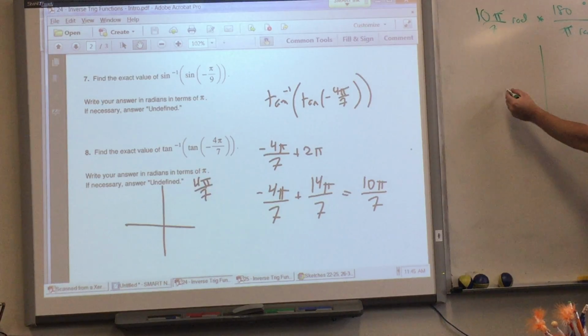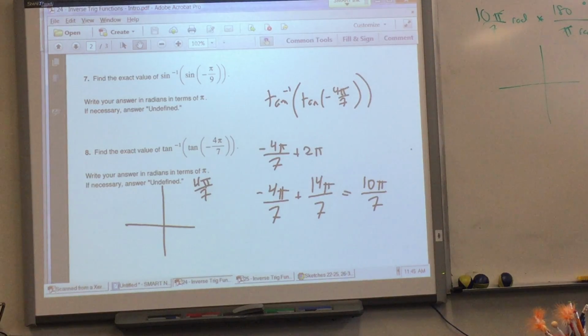Okay, so which quadrant are we in? Third one. We can't be the second, that's too far. 257, so we've got to be in the third quadrant, so we're right here somewhere. That's 180, this is 270, so yeah, we're somewhere around here. So we've got 10 pi over 7. And this isn't on your unit circle? No.